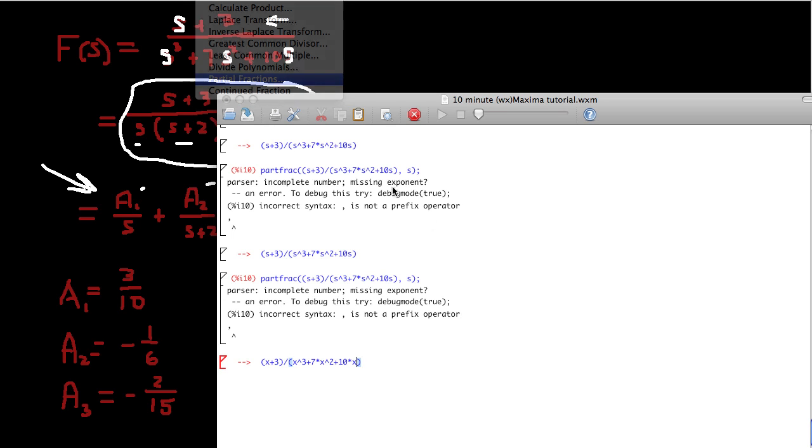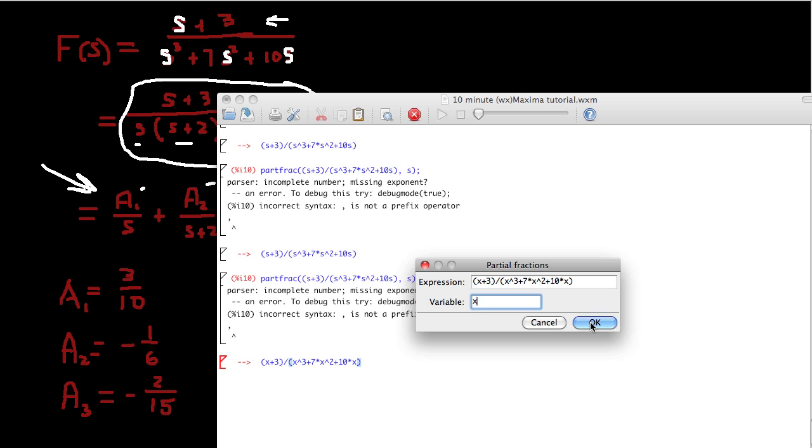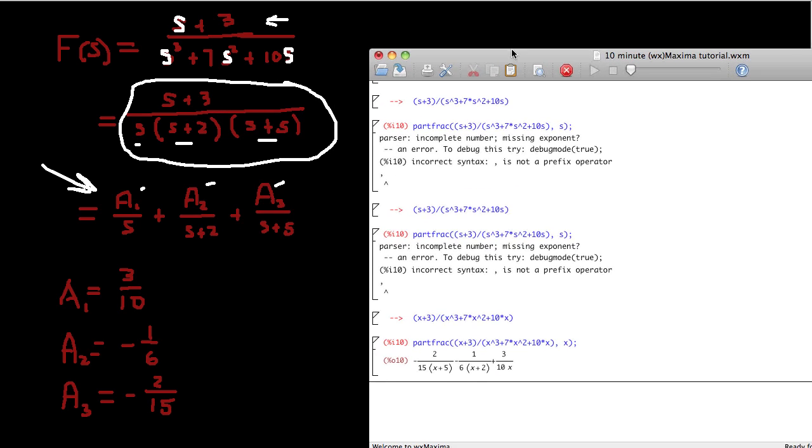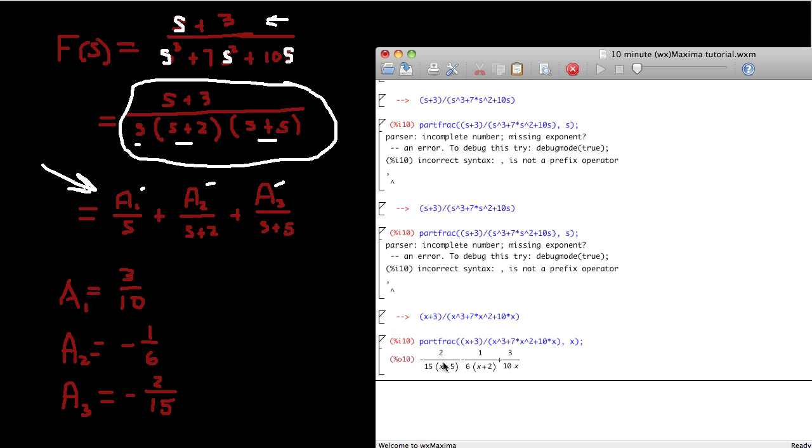Now do calculus, partial fraction, variable is now x instead of, okay, there we go. Okay, so we have a1, we have, it's got the coefficient of the x plus 5 term is negative 2 over 15. Okay, so that's what I'm calling a3. So negative 2 over 15. The coefficient of the 1 over x plus 2 term, right here, the a2 is negative 1 over 6. And then we have 3 over 10, okay, over the x term. So this is the solution using our Maxima software, WX Maxima.